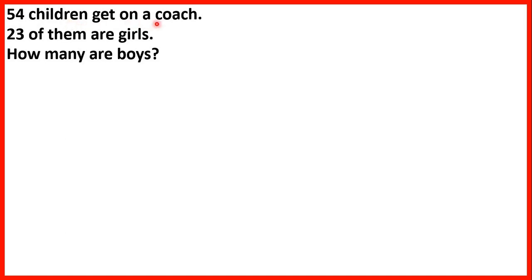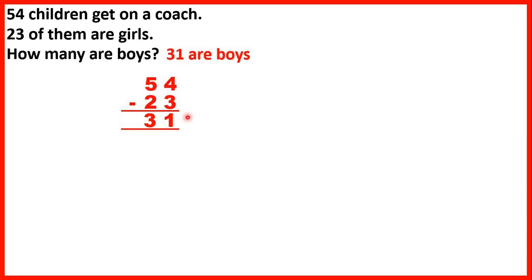54 children get on a coach. 23 of them are girls. How many are boys? So to find the number of boys, we need to find the difference between the number of girls and the total number of children. So we can work out 54 minus 23. That gives us 31. So we know that 31 are boys because if we have 31 boys and 23 girls, that's a total of 54 children.